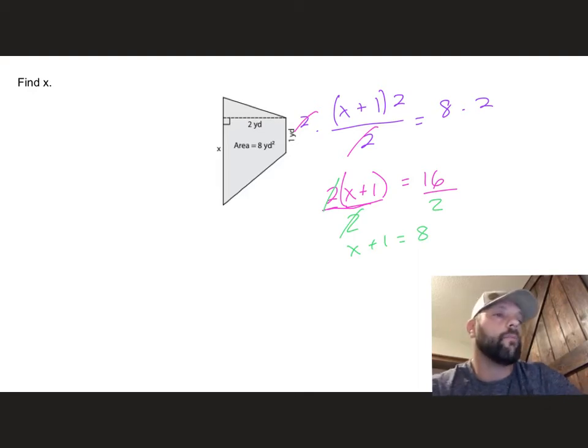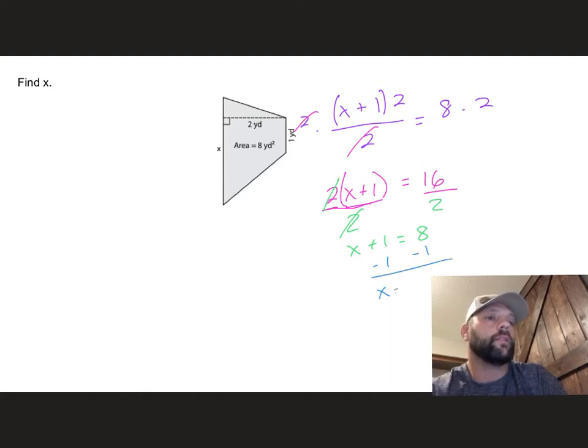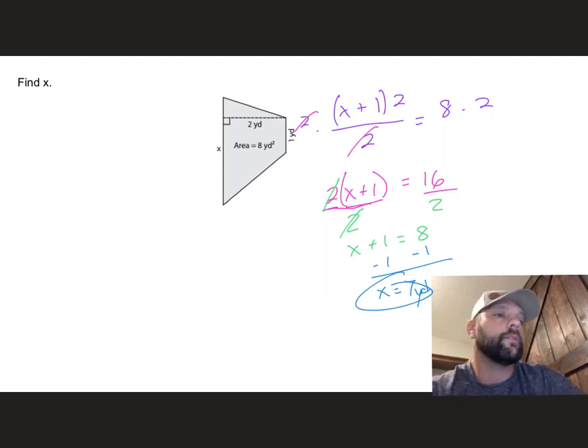So I've kind of ended up right back where I started. Now if I subtract 1 from both sides, I end up with x equal to 7. And don't forget my label, yards, in this case.